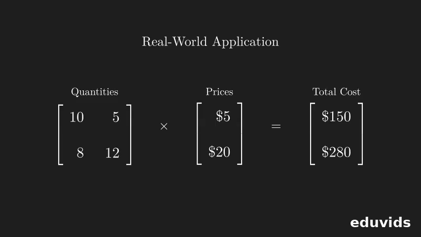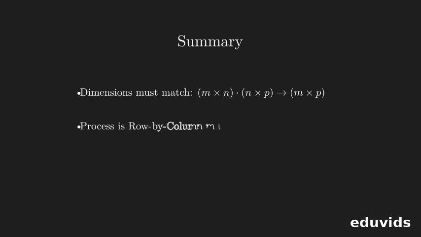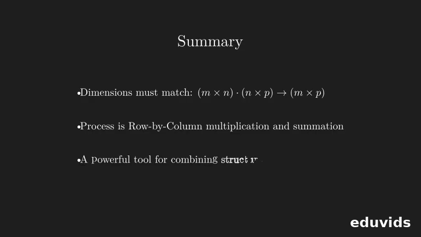We have learned that matrix multiplication requires specific dimension matching. You combine rows from the first matrix with columns from the second, multiplying corresponding elements and adding the products. This process is a powerful tool for efficiently combining and transforming structured data in many applications. Keep practicing these steps to unlock more complex mathematical problems and real-world scenarios.